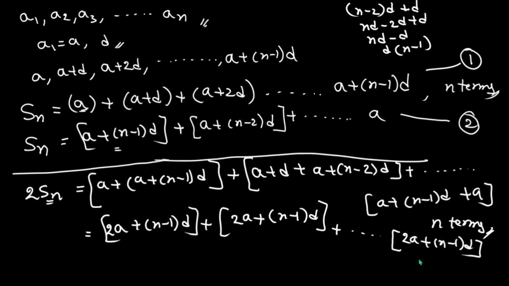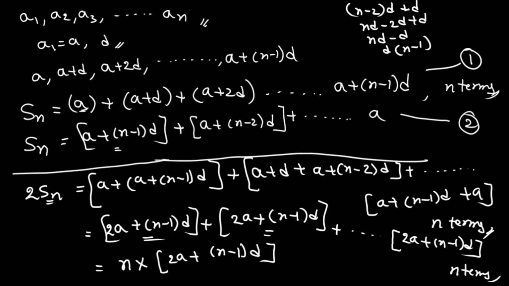How many brackets or how many terms do we have here? We have n terms, okay. So you can check it here. Each bracket will have the same number. So how many times does it have? It has n times. So we need to add this one n times. So it is simply n into 2a plus n minus 1 into d, right?